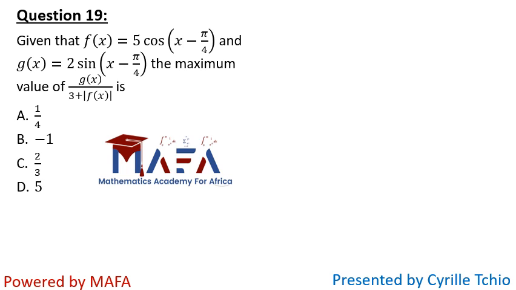So moving to question 19, which reads: given that f of x equals 5 cos of x minus pi on 4 and g of x is equal to 2 sin of x minus pi on 4, the maximum value of g of x over 3 plus absolute value of f of x is. So here we need to find the maximum value of that expression given to us. Let us see what the solution will give us.